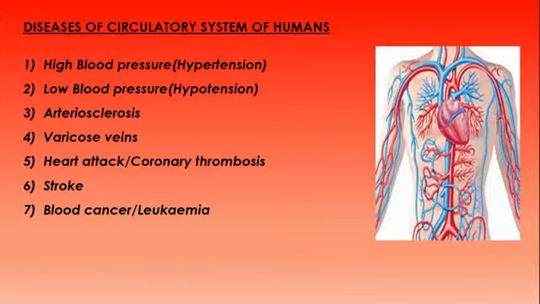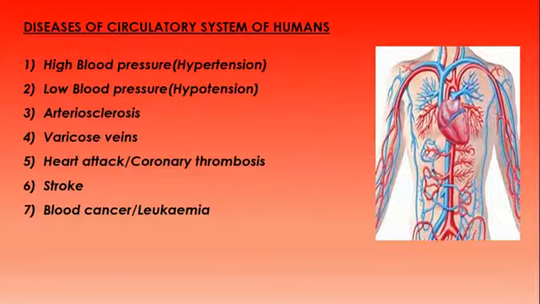Then we have what we call blood cancer or leukemia. Blood cancer has to do with cancer of the blood cells. Now, cancer means abnormal growth. So blood cancer means abnormal growth of the blood cells.